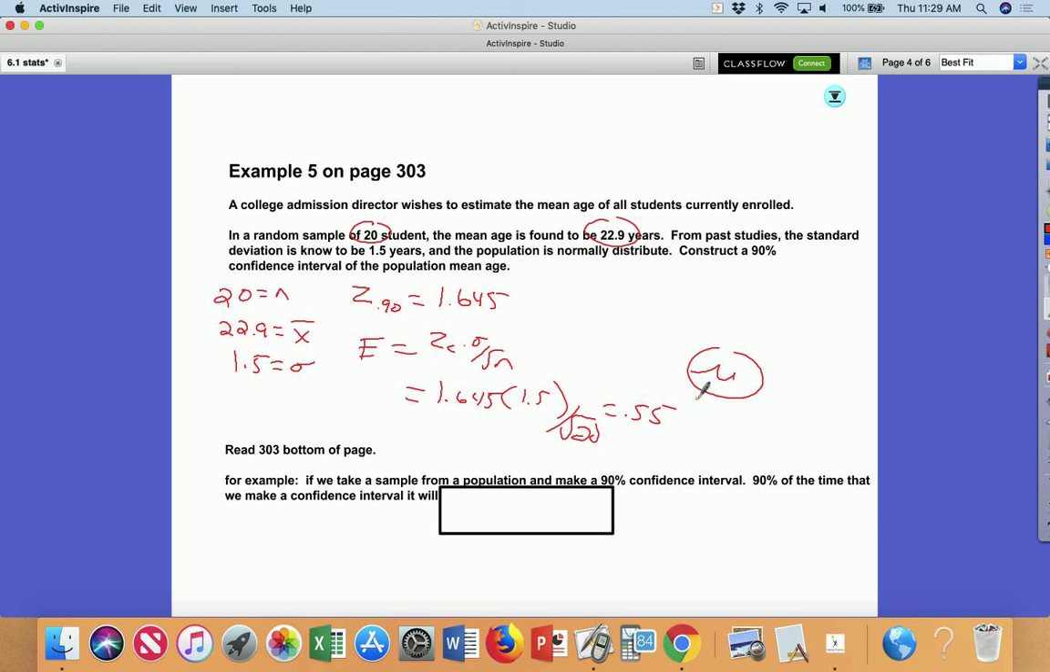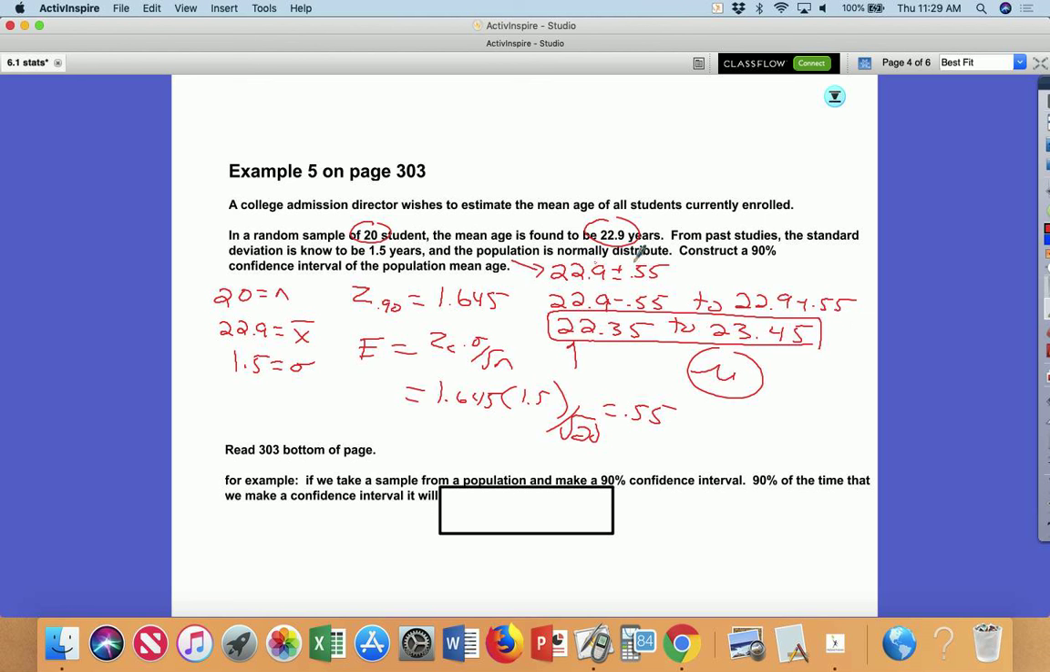Right. So now, sometimes they might do it like this to name the interval, or maybe we want to actually subtract 0.55 and add 0.55. So that would put it at 22.35 to 23.45. It just kind of depends. They might give it to you like this. I think I would actually prefer that we calculate the interval from the low to the high. Okay.